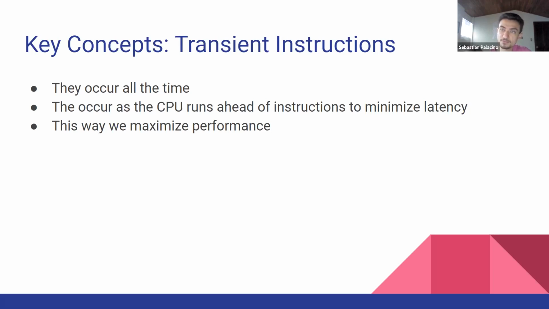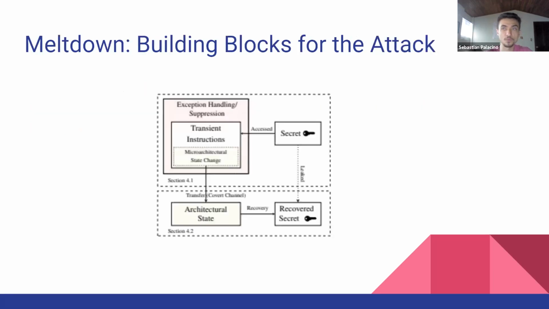This way we maximize performance. So, we'll be talking about Meltdown. First, we must talk about the building blocks for the attack. You see, Meltdown consists of two actual blocks. The first one is the exception handling and/or suppression, and the other is more about the transfer of the secret itself.